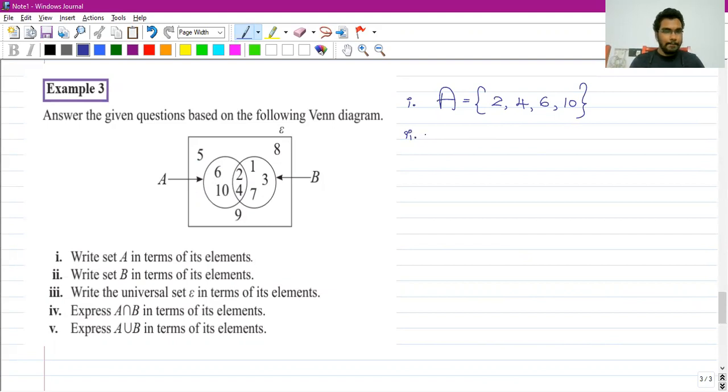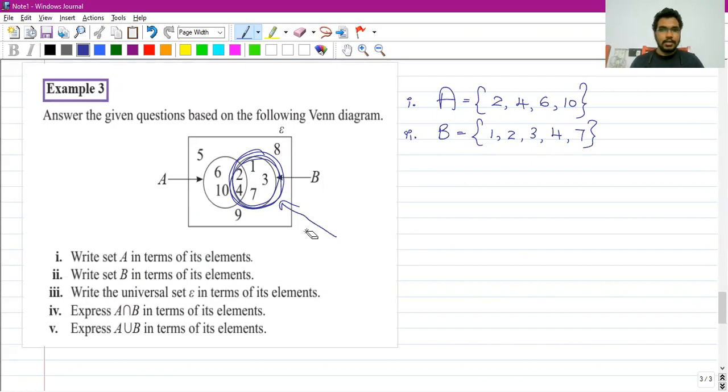Second part. Write set B in terms of its elements. Here set B is this circle. So what are the elements? 1 is there, 2 is there, 3 is there, 4 is there and 7 is there. All of these are inside this circle, the set B. So we can write set B this way.